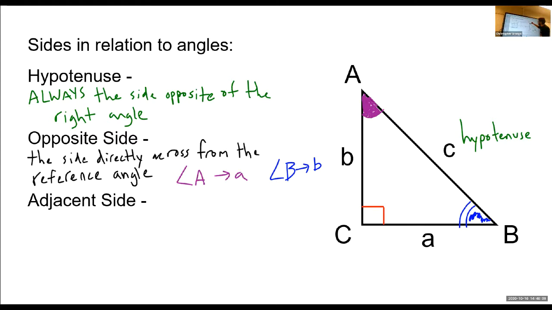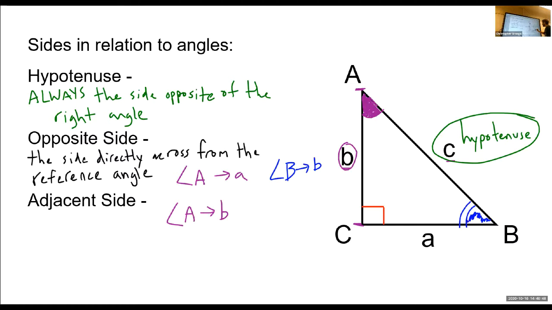So if I'm looking at angle A, my purple angle, which side is right next to A? Well, there's two of them. There's side B and there's side C. However, we already know that side C is the hypotenuse. The hypotenuse cannot be the opposite and the adjacent. It's going to be a different side. So that only leaves us with one other side, which is side B. And as you see, it's the side that connects our angle A with the right angle C. So the adjacent side for angle A, where that's our reference angle, would be side B.